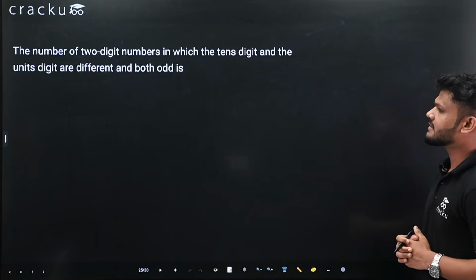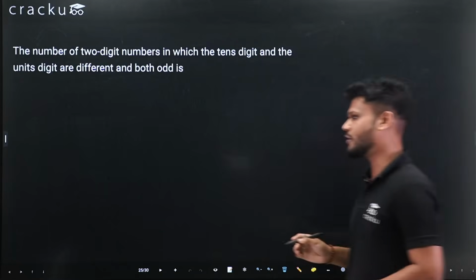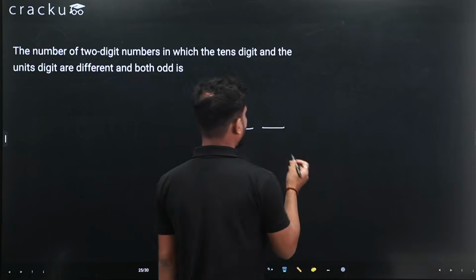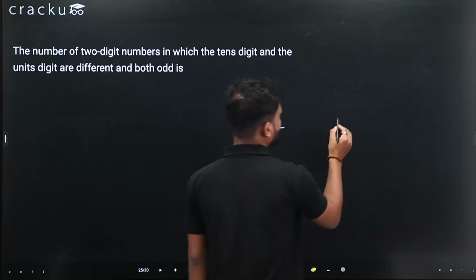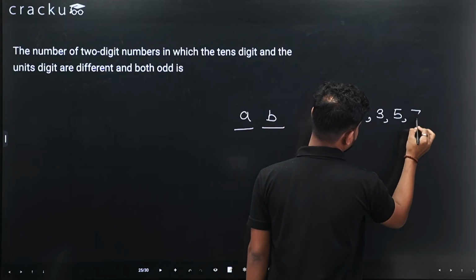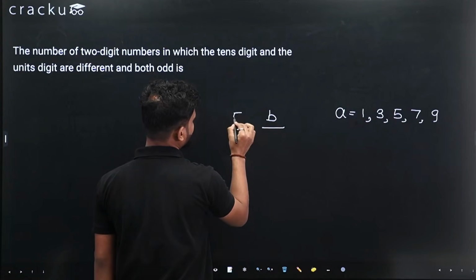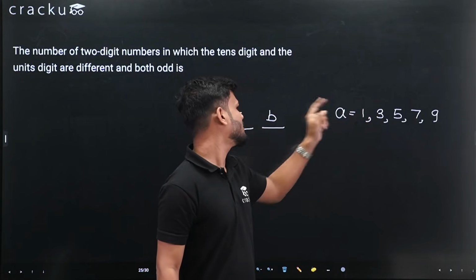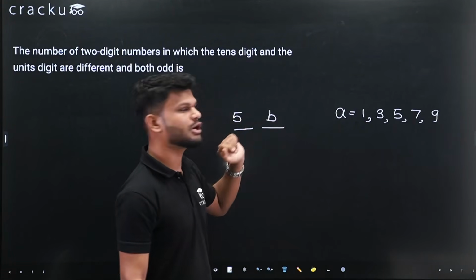In this question we are asked the number of two-digit numbers in which the tens digit and the unit digit are different and both are odd. Now we have two digits, so a two-digit number. We want A and B such that both of them are different and both of them are odd. What can be A? A can be 1, 3, 5, 7, 9. Now I have a total of 5 choices for A.